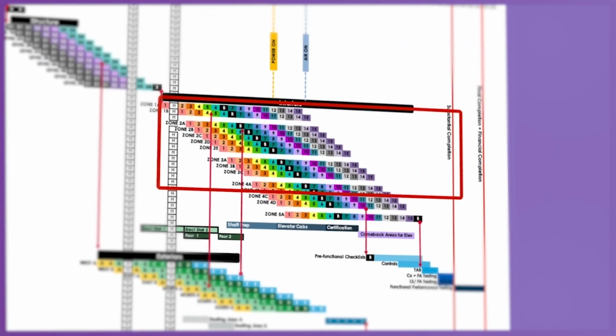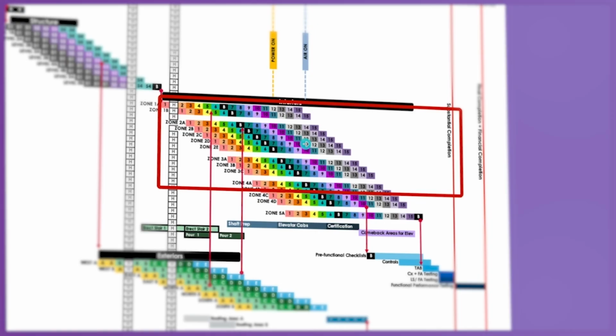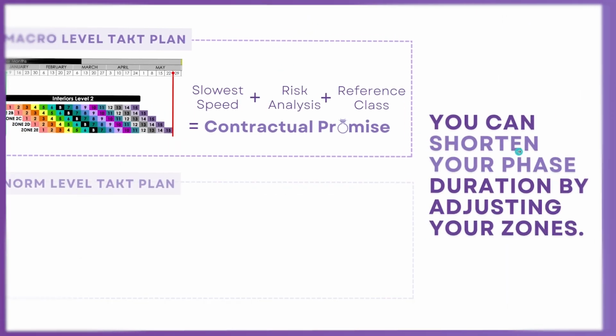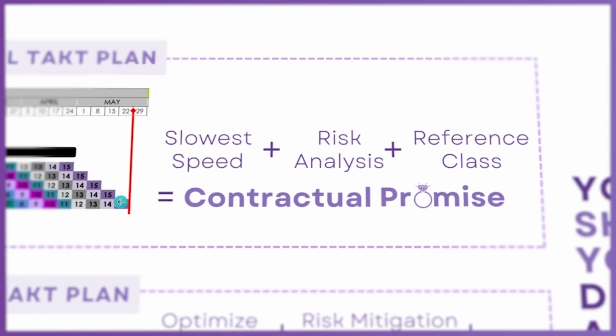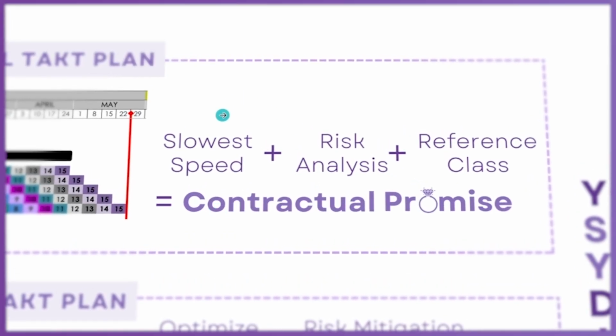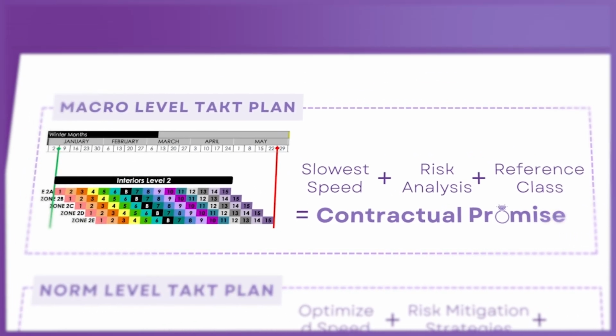So let's give you some examples. This is an example of what a macro level takt plan would look like when you're using TPS. And I'm just going to cover this one area here. Once we have our plan, we can analyze it. So our macro plan is basically our contractual promise. So it takes our slowest speed plus our risk analysis plus our reference class, according to the book, How Big Things Get Done. And that's our contractual promise.